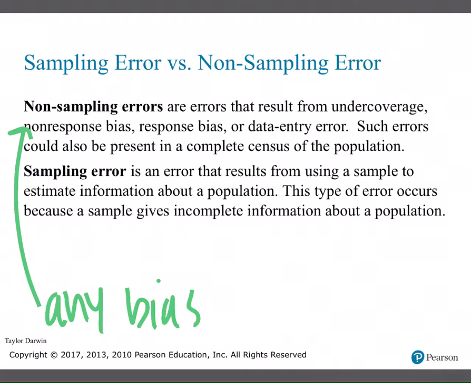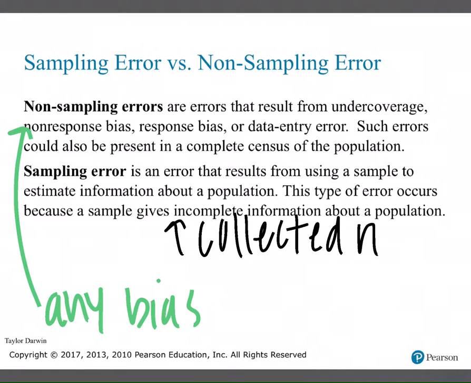Versus sampling error. It's an error that results from using a sample to estimate information about a population. This type of error occurs because a sample gives incomplete information about the population. So maybe here we collected the information right, but something went wrong at some point, and it caused an error on our part.